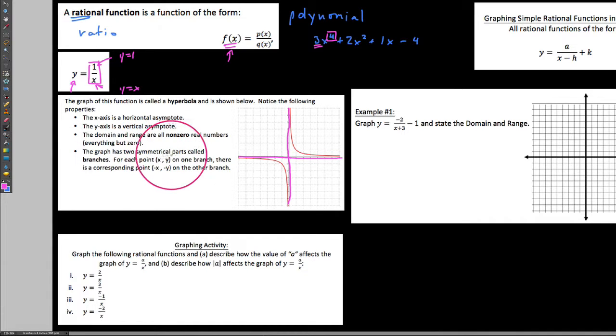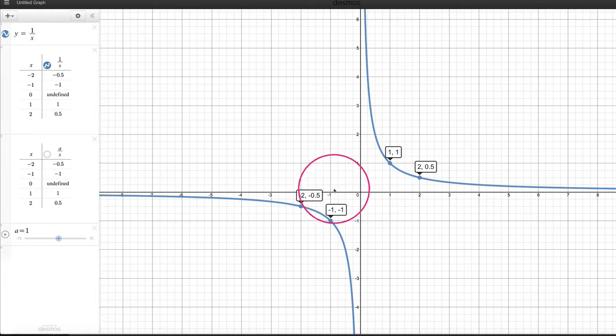We say the graph has two symmetrical parts called branches, okay? And it says for each point (x, y) on one branch, there's a corresponding (-x, -y) on the other branch, and we observe this over here.